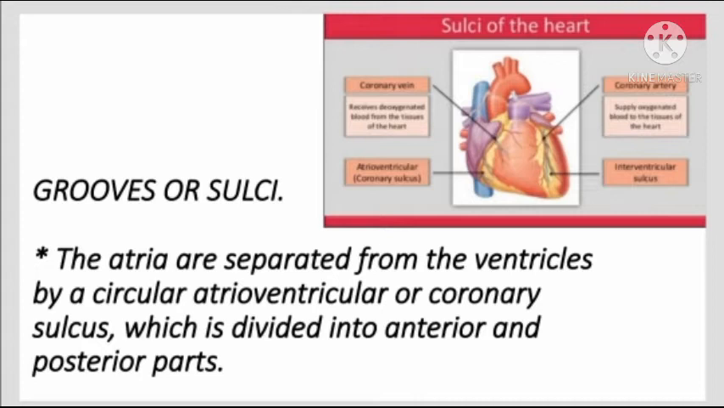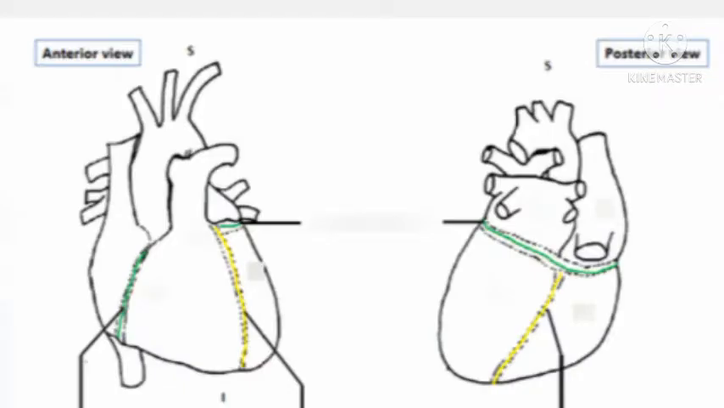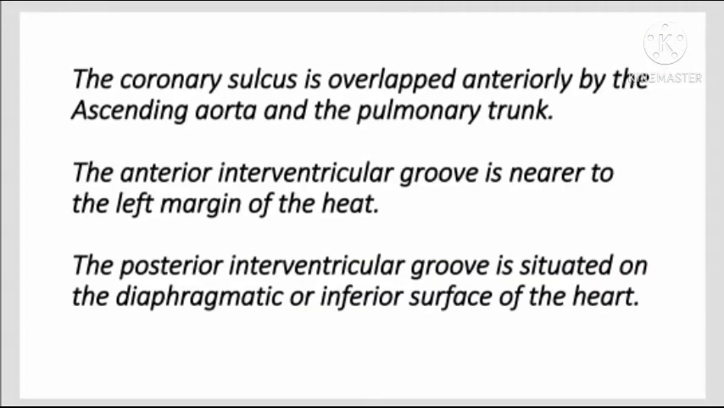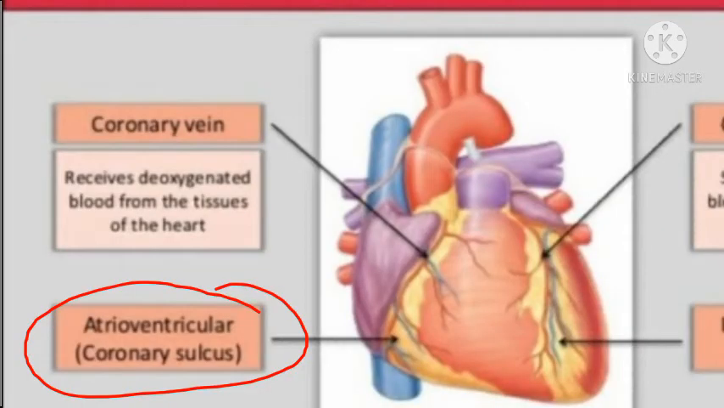Grooves or sulci. The atria are separated from the ventricles by the circular atrioventricular or coronary sulcus, which is divided into anterior and posterior parts. These are the grooves of the heart. This is the anterior view and this is the posterior view. The coronary sulcus is overlapped anteriorly by the ascending aorta and the pulmonary trunk. This is the coronary sulcus.